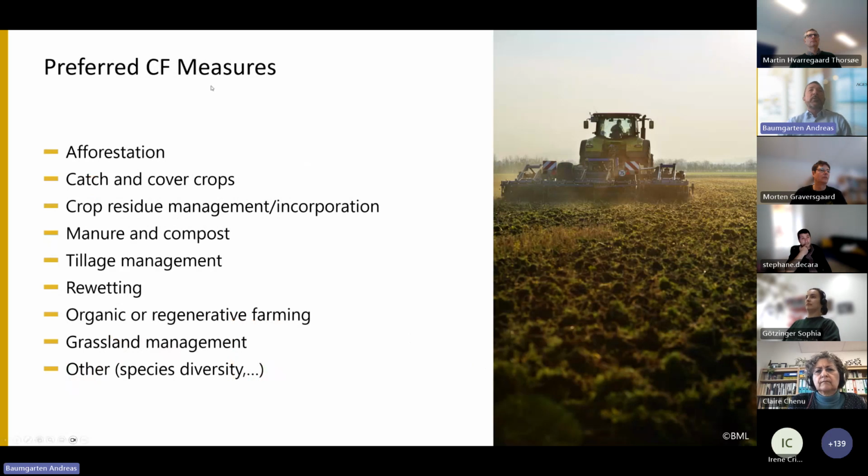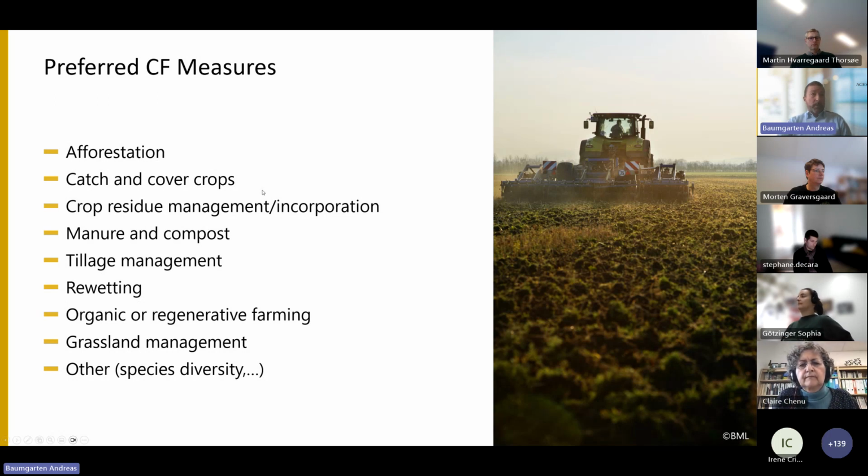Now, for the preferred carbon farming measures, there is the list. Morten has also set up or presented this list. This is just one more listing, like measures like afforestation, which might not be applicable in many regions, because if you want to stay to the agricultural production, of course, you can't simply say, well, we are going to increase the area of forests.